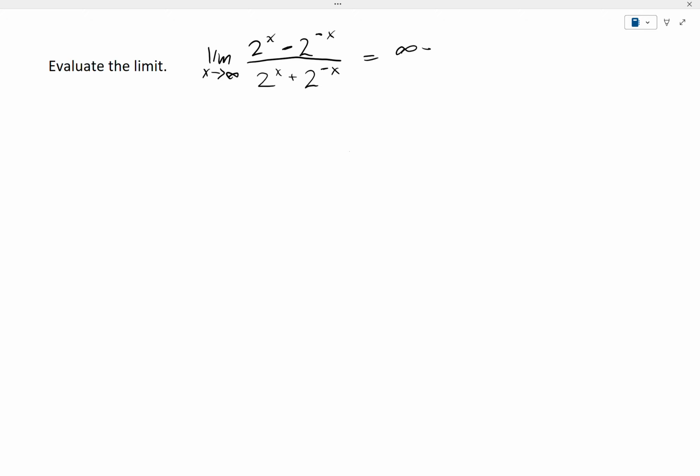We get infinity minus 1 over 2 to the infinity all over infinity plus 1 over 2 to the infinity. And 2 to the infinity is just infinity, and 1 over infinity is just 0. So this becomes infinity over infinity, which is one of the famous indeterminate forms, so that's not the answer. So how do we figure out what this limit is actually equal to?